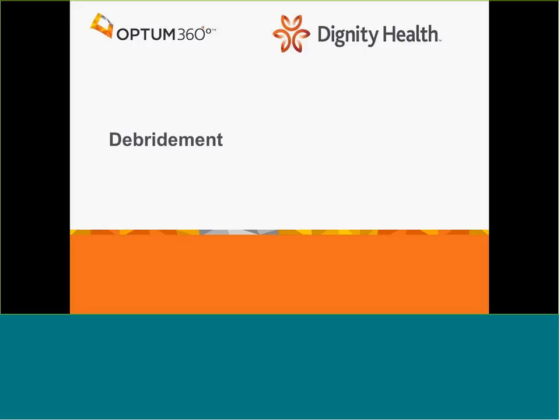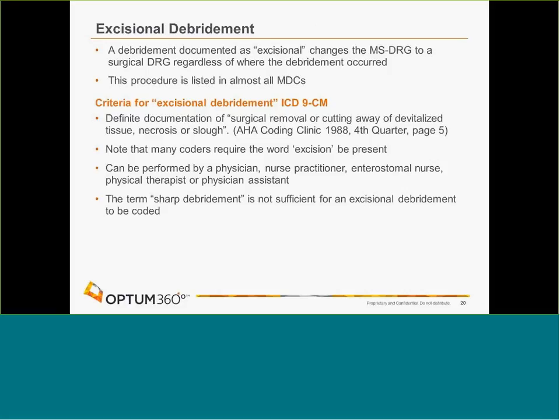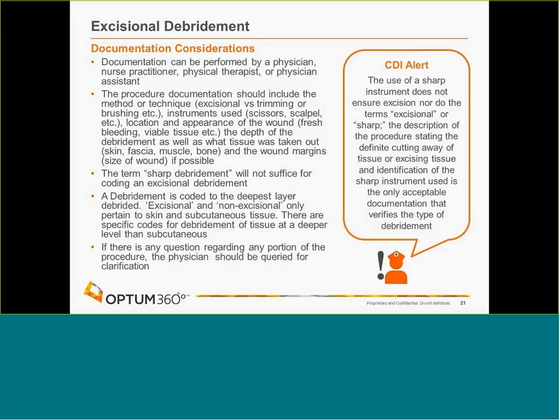Debridement in the surgical population needs to be written as an excisional debridement: surgical removal, cutting away of devitalized tissue, necrosis or slough. The terms that we're really looking for, what we want to see, was whether it was an excisional debridement, whether they used scissors, the location of the wound, what the wound was, was it fresh, bleeding, viable tissue, the depth, as well as what was taken out.